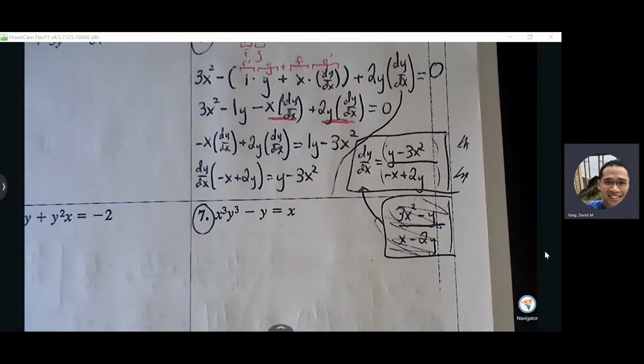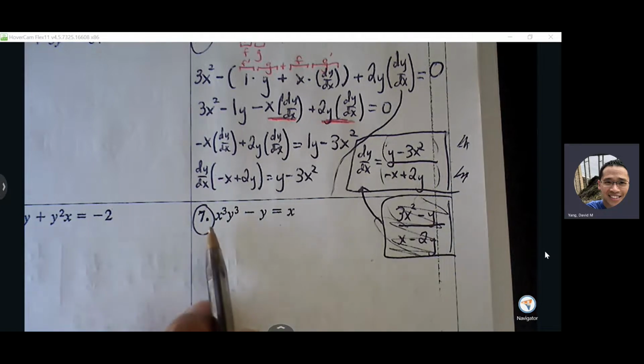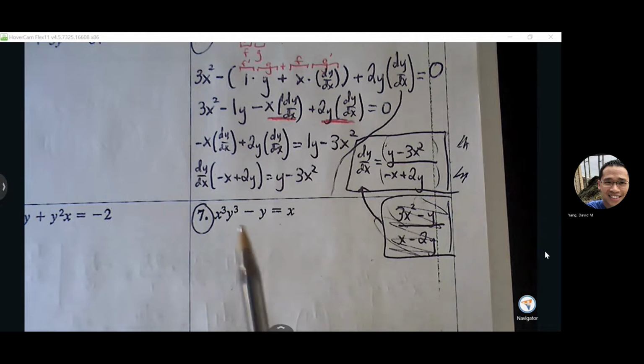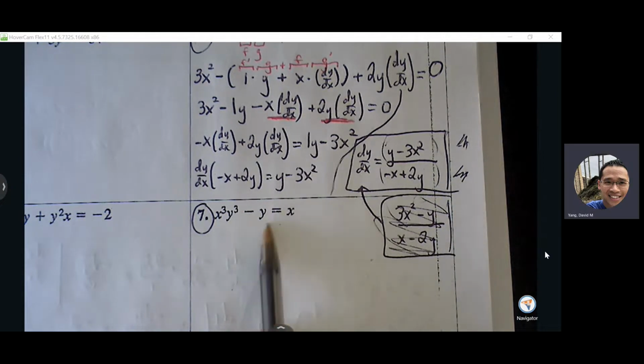Okay, number 7. Do we see the need for implicit? Yeah. Do we see product rule? Yes. Okay. But there's no negative in front, so we don't have to worry about changing the signs. But there's something that I want to point out about that second term. We'll get to that. Okay, so we'll do product rule first.